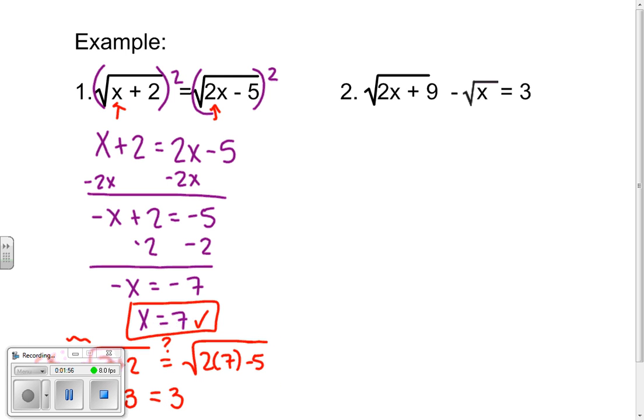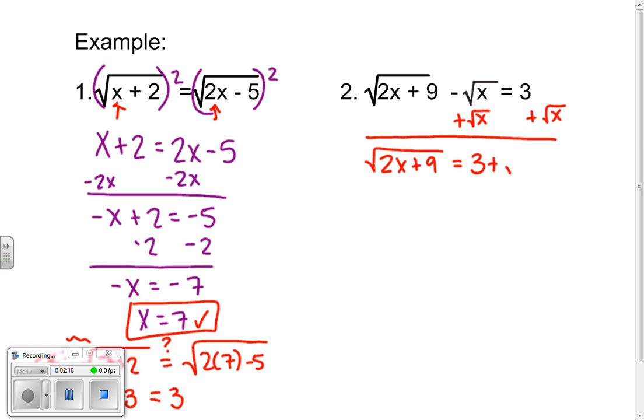In number 2, I do have two different radicals, and one of them is a little bit more complicated than the other. So I'm going to take a second and move the smaller radical. In order to move that negative root x, I'm going to add it to both sides. When I do, I'm left with the square root of 2x plus 9 on the left and 3 plus the square root of x on the right. Step 1 is done. Isolate the bigger radical. Step 2, square both sides.